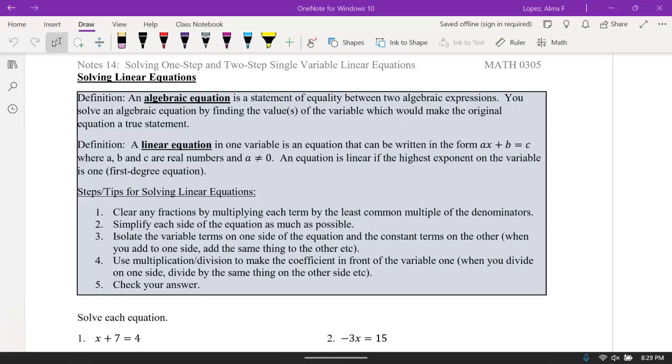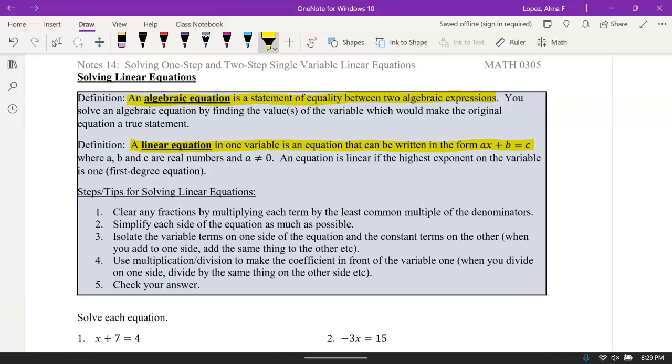In Notes 14, we're going to introduce and learn to solve one-step and two-step single variable linear equations. First of all, defining an algebraic equation is a statement of equality between two algebraic expressions. So we are going to be seeing an equal sign in these expressions, and that's how we'll know that we're solving something. It is called a linear equation when you have a single variable.